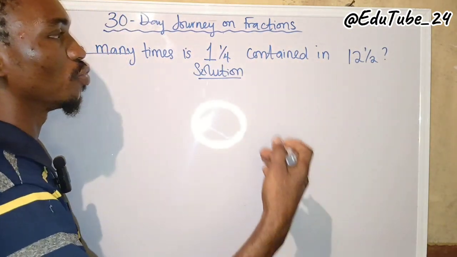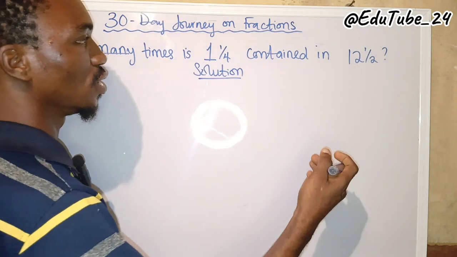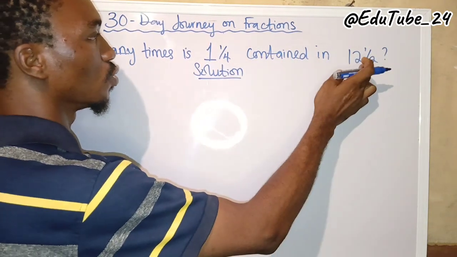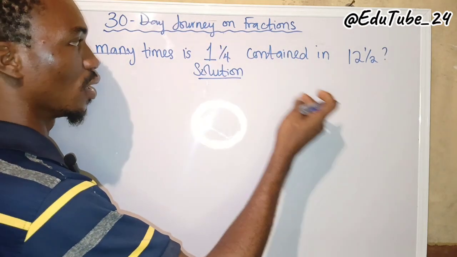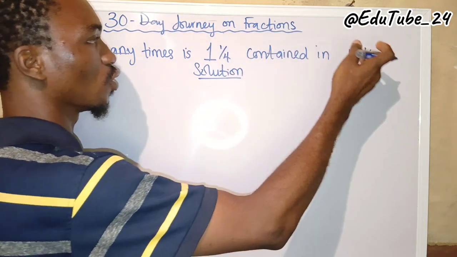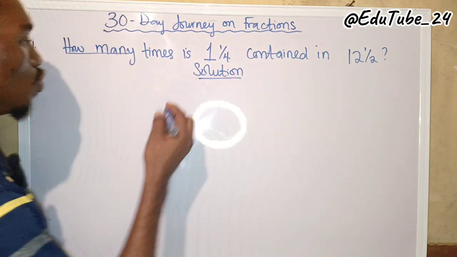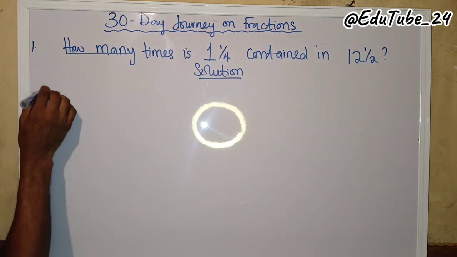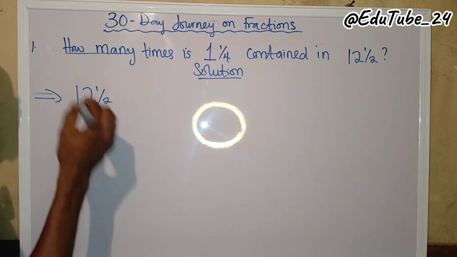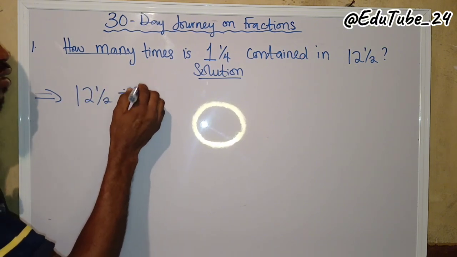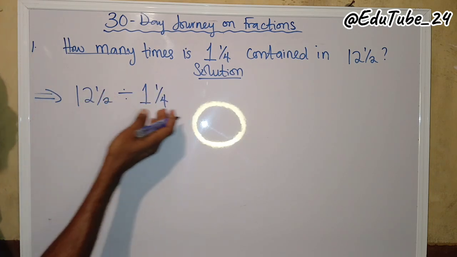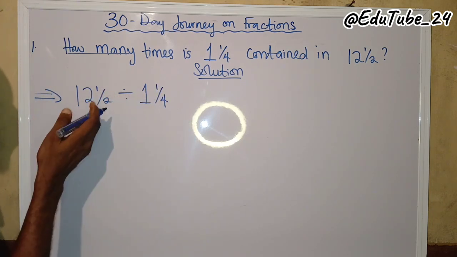I want you to imagine that this number is a basket that is filled with a smaller basket, and you are asked how many of the smaller basket is contained in the bigger basket. So to interpret that, we are simply going to say 12 and a half divided by 1 and a quarter. Now that explains how many of these is contained in this.